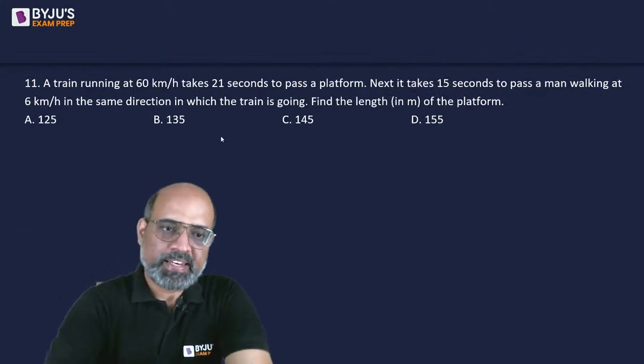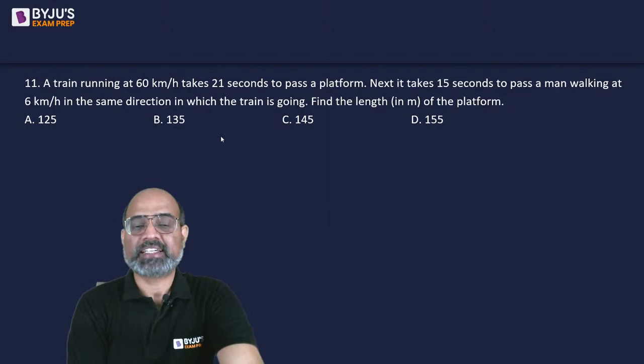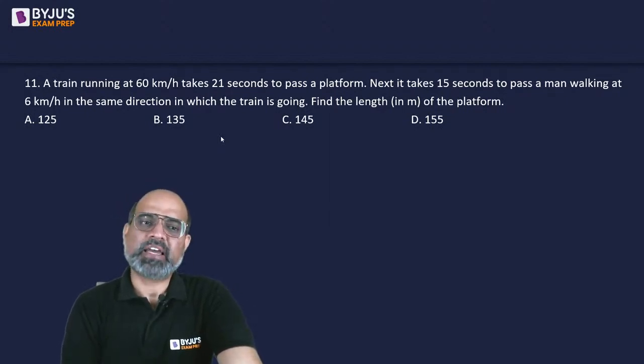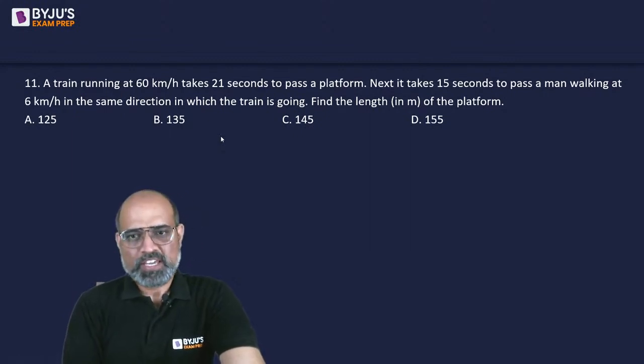Okay, next one. A train running at 60 km per hour takes 21 seconds to pass a platform. Next, it takes 15 seconds to pass a man walking at 6 km per hour in the same direction in which the train is going. Find the length of the platform.